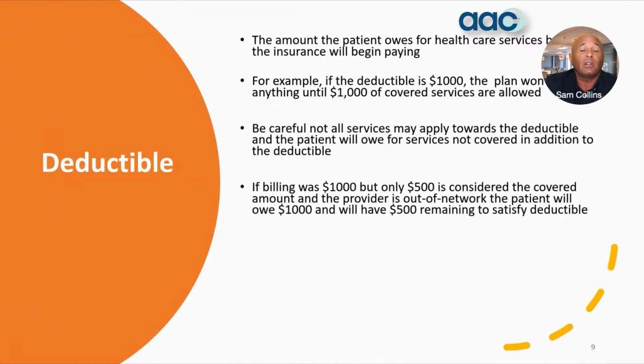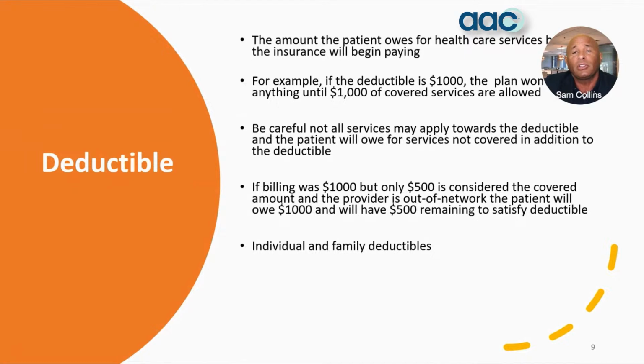So keep in mind, if you're billing $1,000, $500 is considered the covered services. Great. Will the patient owe you $500? They will, because that's deductible. But what about the other $500? That other $500 they still owe you because you billed it. This is why often people will choose in-network, because if they go in-network, then you're limited to the fee, maybe that's where the $500 comes in.